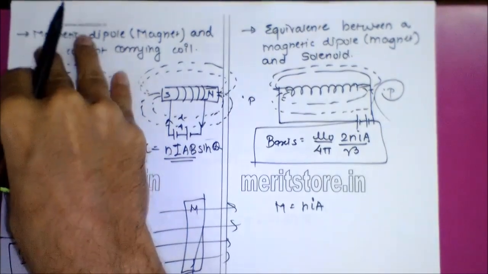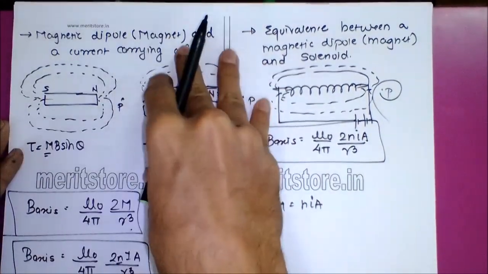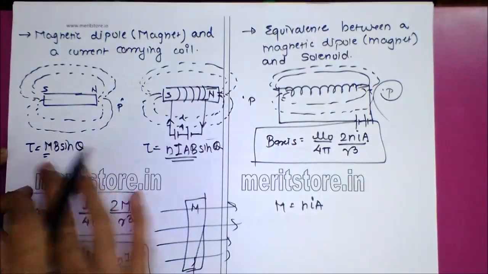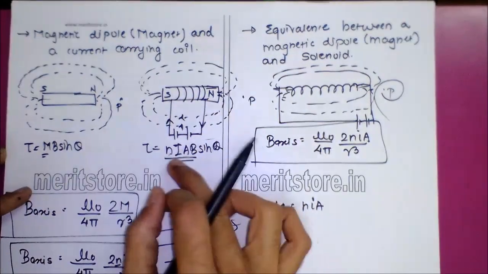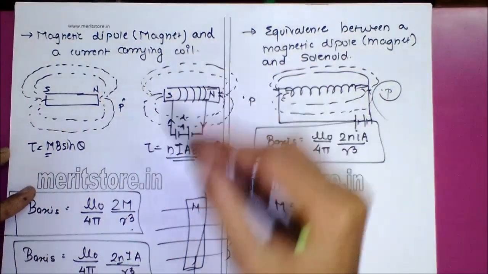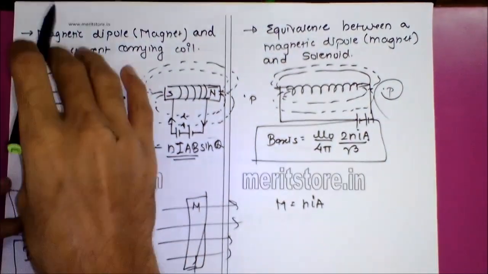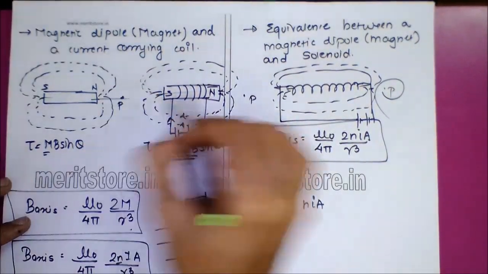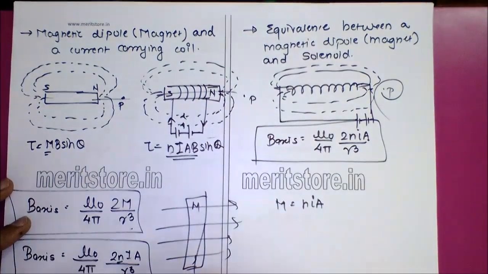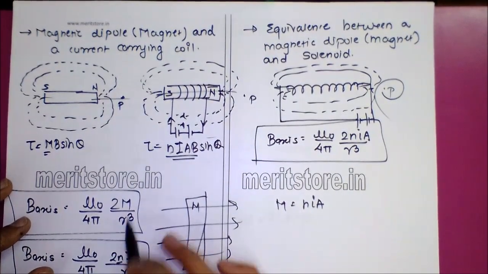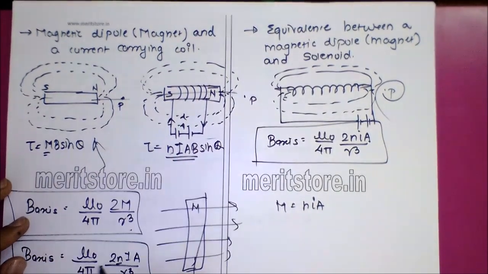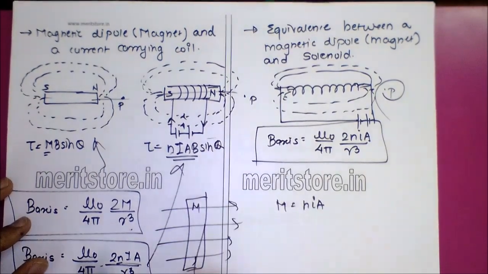Here, when it is kept in an external magnetic field, we have a torque which equals M B sin theta. Here the torque depends on the number of turns, the current, the area of cross section, and the magnetic field. Next, the magnetic field along the axis for the three of them is given by this formula: mu naught upon 4 pi, 2M upon r cubed for the magnet, and mu naught upon 4 pi, 2 N I A upon r cubed for the others.